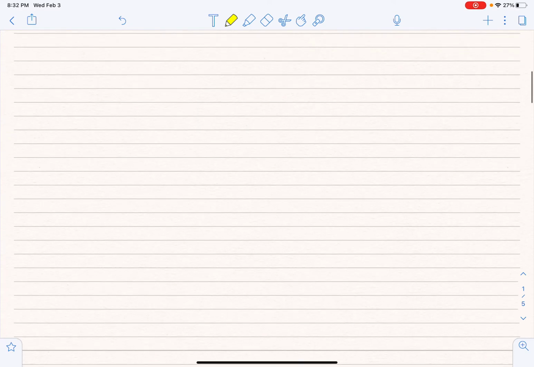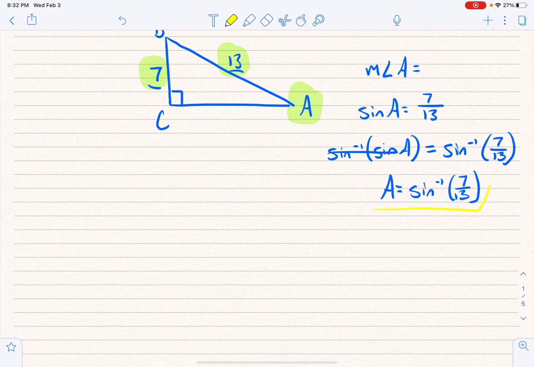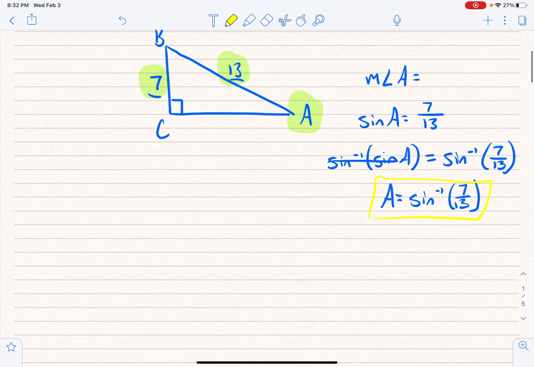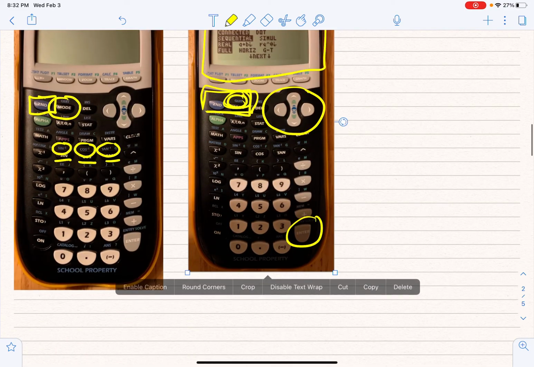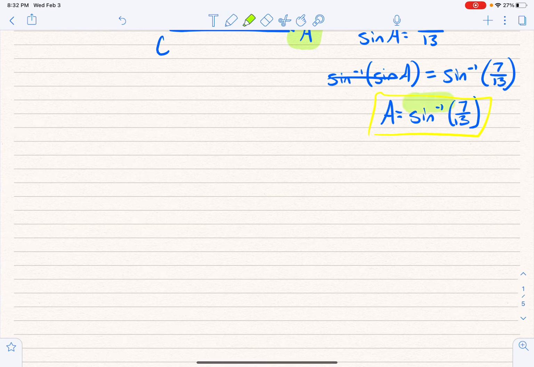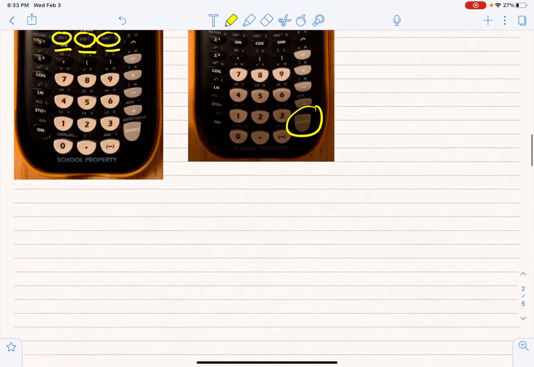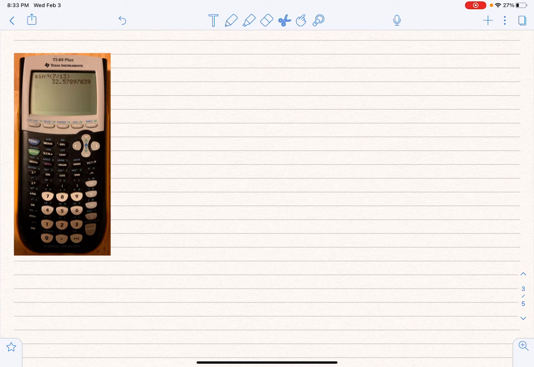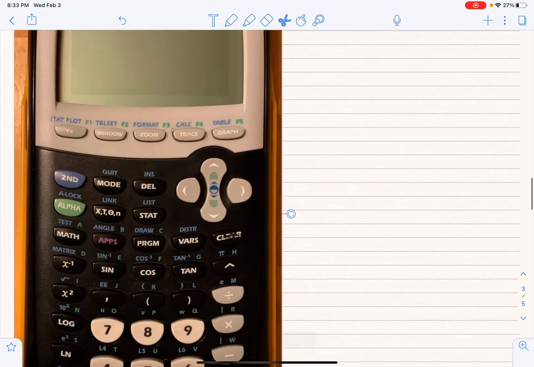Now what I can do is actually plug this into the calculator. I should be able to hit second. Remember, to use these inverse trig functions, I'm going to use that second button. Second, and then hit sine, and it'll show me this inverse sine, just like how I have it written. I plug in what I want to put in there, and make sure you close the parentheses. I've done it, and I've taken a picture of it, and this is what it looks like. This is what you should have on yours.